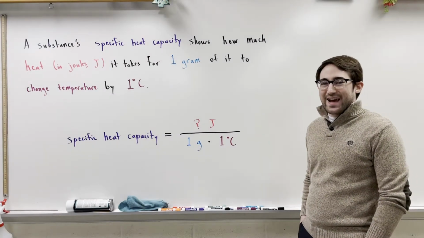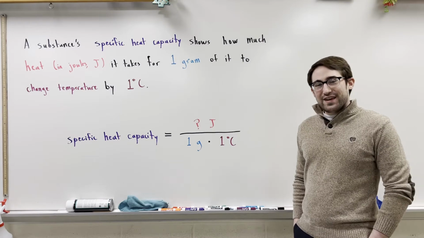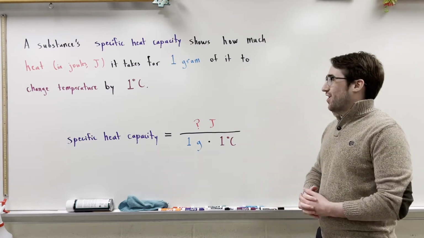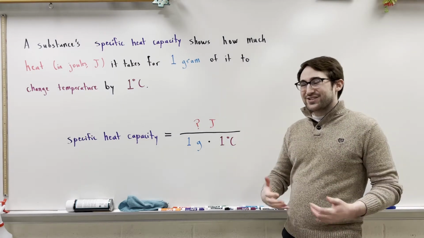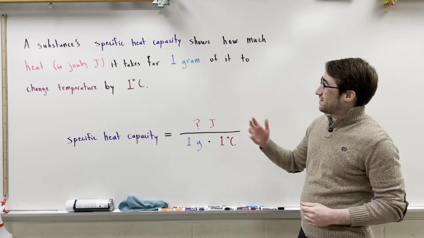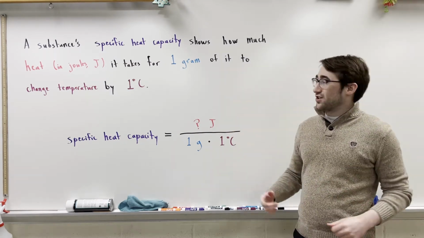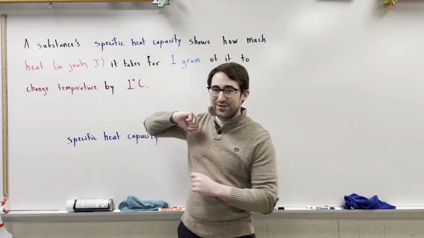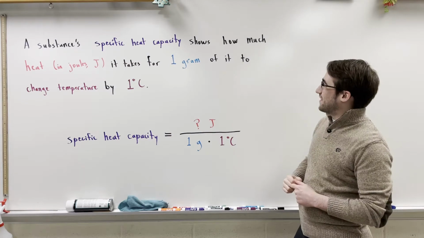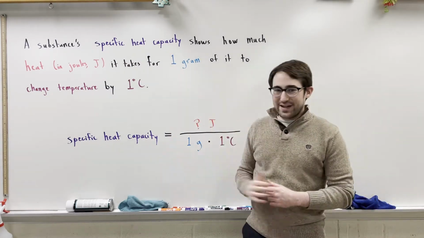All right, we're going to look at specific heat capacity today and see how it can help us calculate how much heat it takes for something to actually change its temperature and how some other factors play into that. So here's the formal definition. A substance's specific heat capacity shows how much heat in joules, joules is our unit of energy, it takes for 1 gram of something, whatever that substance is, to change its temperature by 1 degree Celsius.